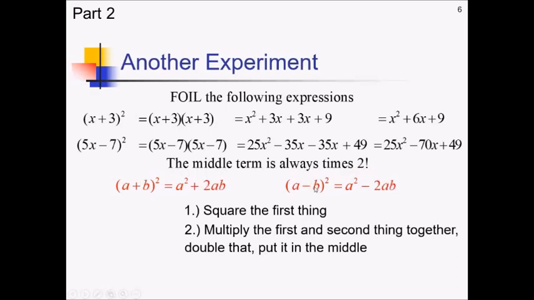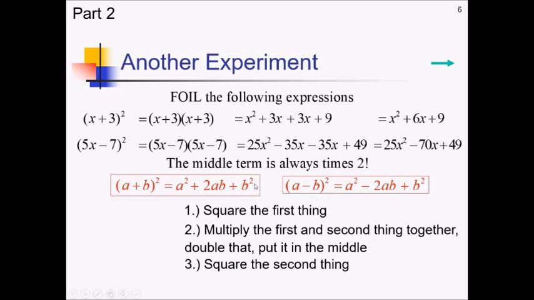depending on whether b is positive or negative. And then finally, to get that last term, we're just squaring the second thing. Either the 3 here or the 7 here got squared. So that would be b squared in this formula. And you'll notice in both cases it's a positive b squared because you're multiplying something by itself. You've got the same signs. You're always going to end up with a positive for that last thing. So we're going to test out this shortcut in just a moment.